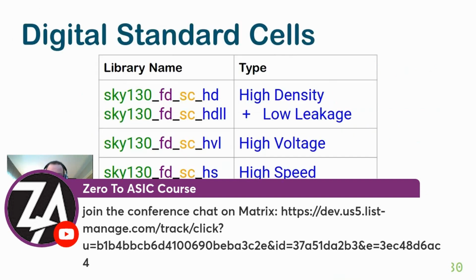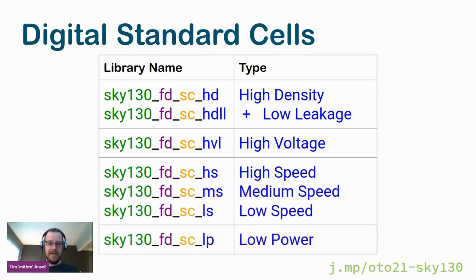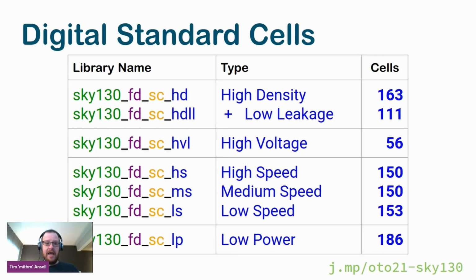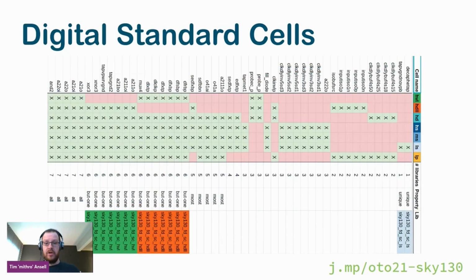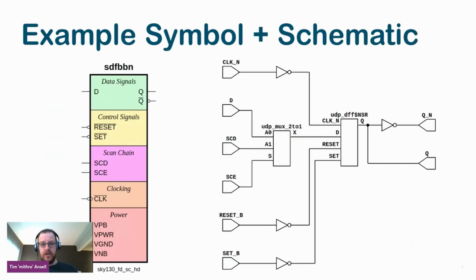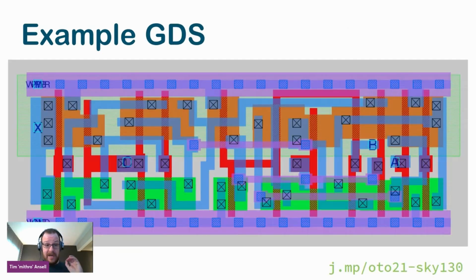It also includes a bunch of different standard cell libraries. And these standard cell libraries are actually quite comprehensive, and they cover a wide range of different types of use cases. You can see here a spreadsheet that I did to try and figure out which cells are available in which libraries. We also can publish generated schematics and symbols, and we can even publish the GDS.